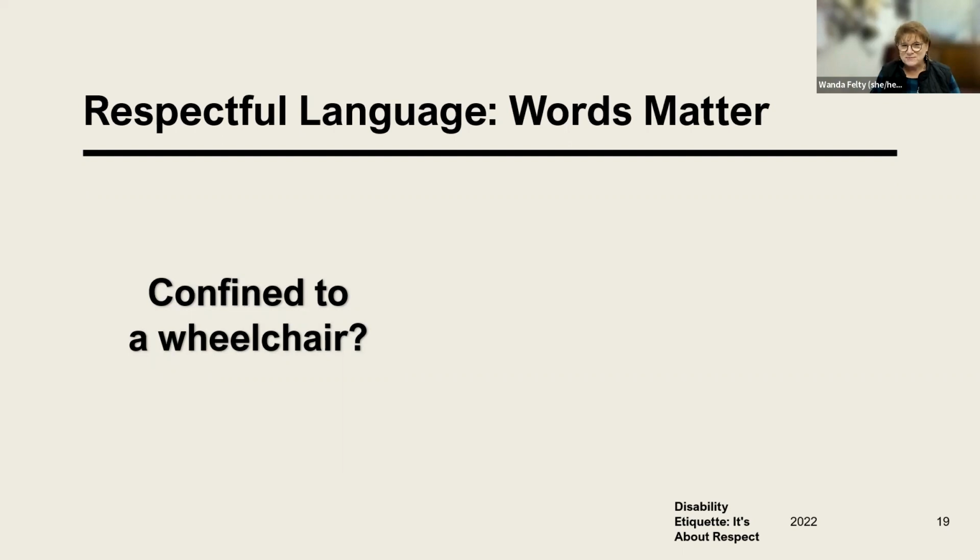And here's my last one. Confined to a wheelchair. Last time I did this, one person right off the bat made a guess of what they thought this picture would look like. So what do you think this picture would look like if I said confined to a wheelchair? Let's see if you're right.